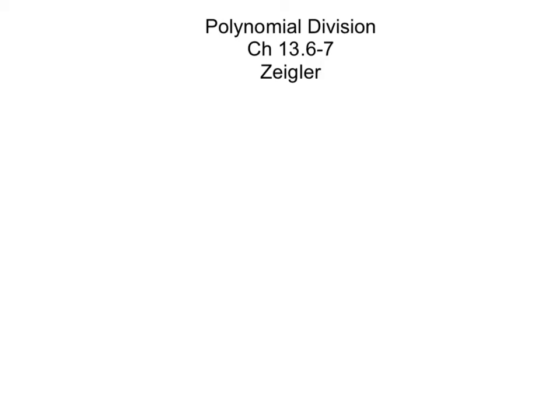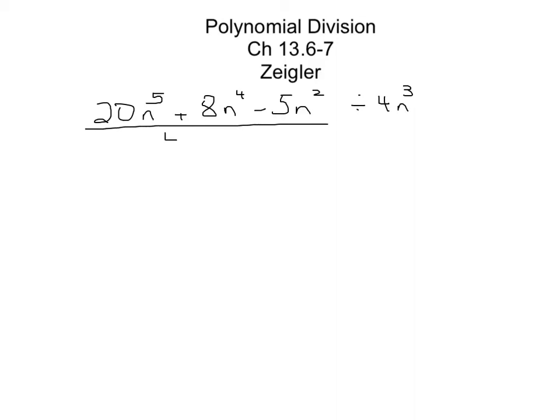This is on page 1 of the 308 notes for sections 13.6 through 13.8. The example we'll use is number 2 on page 1: 20n to the 5th plus 8n to the 4th minus 5n squared, divided by 4n cubed, and you should rewrite that vertically with 4n cubed in the denominator. Then you divide each term in the numerator by your denominator, which is a monomial. So this is the easy kind of division.